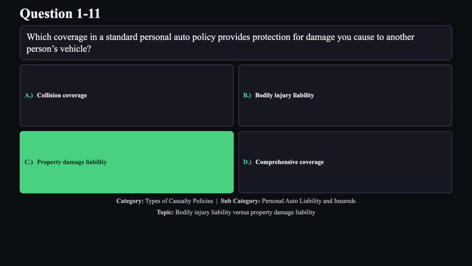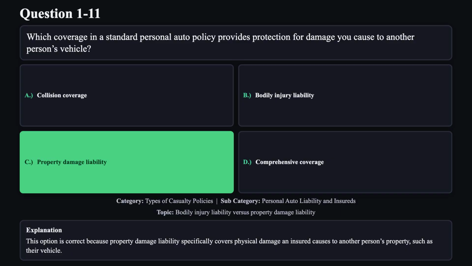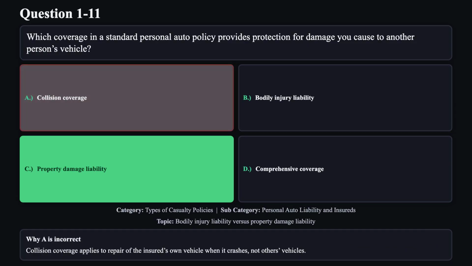The correct answer is C. This option is correct because property damage liability specifically covers physical damage an insured causes to another person's property, such as their vehicle. Reason A is not correct. Collision coverage applies to repair of the insured's own vehicle when it crashes, not others' vehicles.